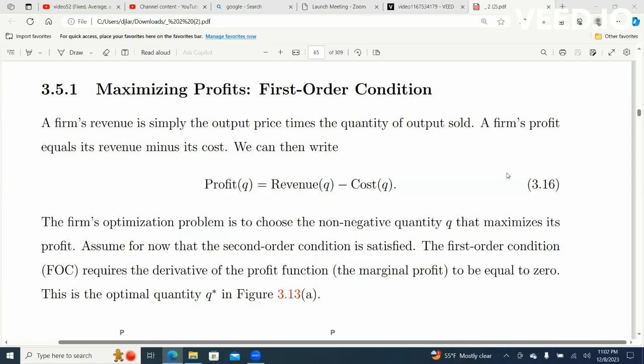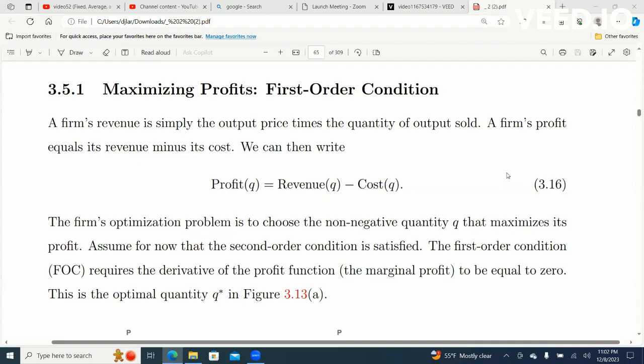It will obviously take more than a quick minute, more than one video, to define first order condition. It'll take an undefined amount of time, but let's just jump right in: maximizing profits, first order condition.